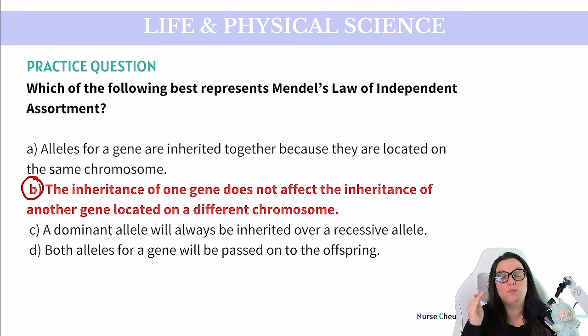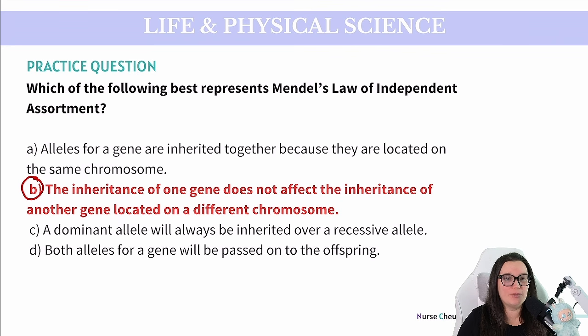The inheritance of one gene does not affect the inheritance of another gene located on a different chromosome. Remember, we talk about Mendel's law of independent assortment. It states that genes from different traits are inherited independently of each other if the genes are on different chromosomes, which is the reason why B would be correct.